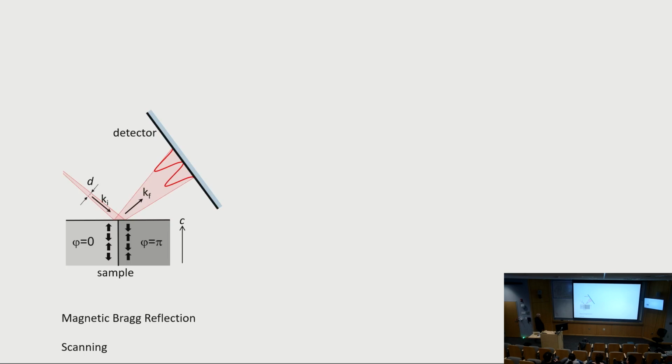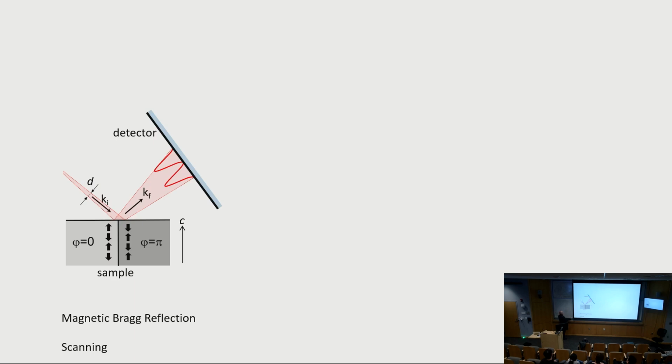Here comes a very simple idea. If you have a sample with two antiferromagnetic domains, which are different by their phase, this is up, down, this is down, up, and you are looking at the magnetic Bragg peak, right? So incoming beam, outgoing beam, detector, you are looking at the image on the detector.